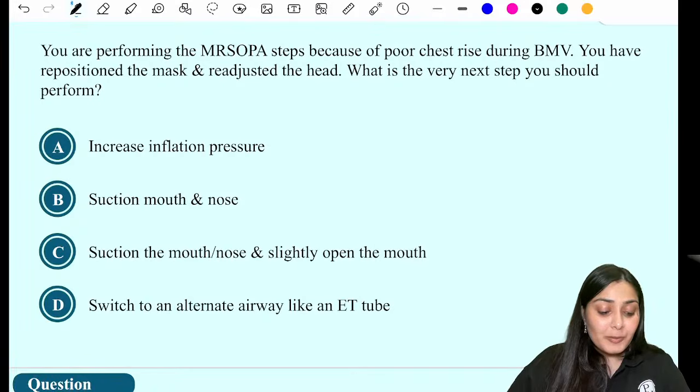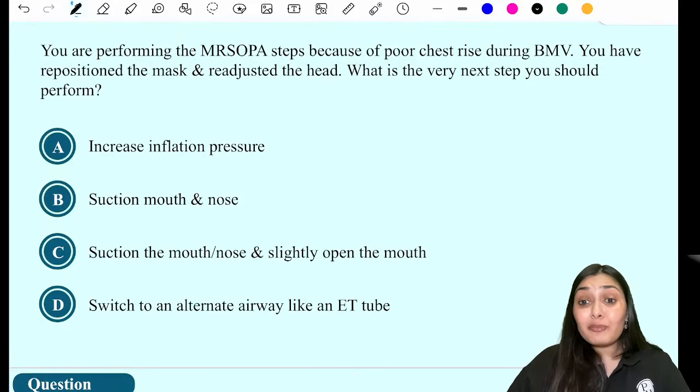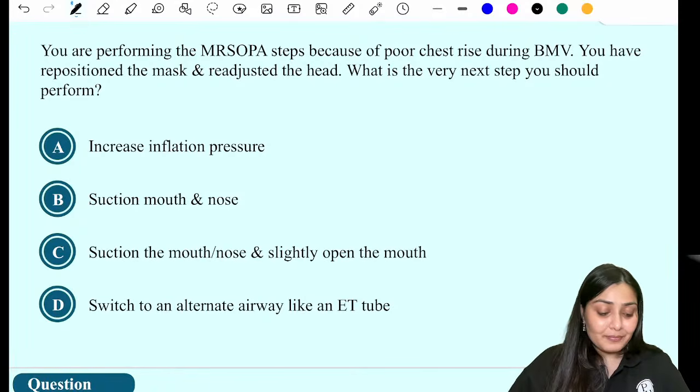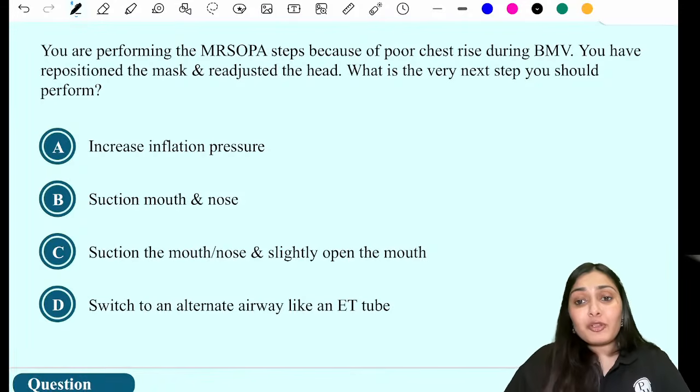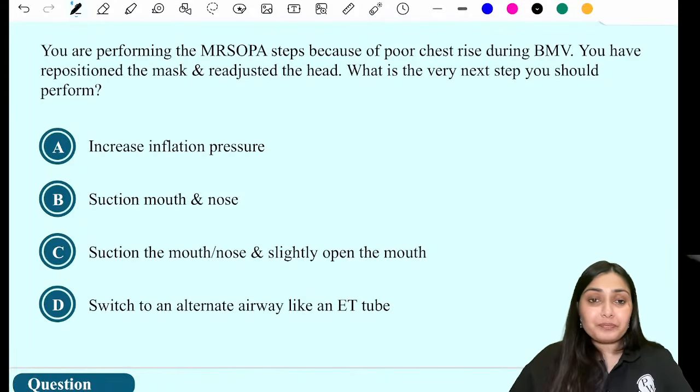So Anthony Jacob has asked, can we give PPV in CDH? Yes, you can give, but you cannot give through bag and mask. You have to intubate the child and then give. Definitely you can give PPV, but the mode will be different. Bag and mask is not recommended. Bag and mask is contraindicated, but you can intubate the child and give positive pressure ventilation through ET tube.